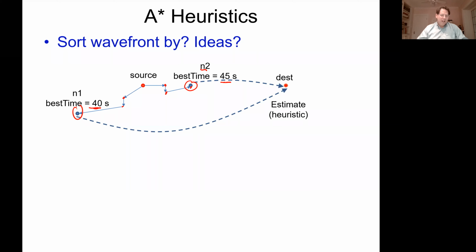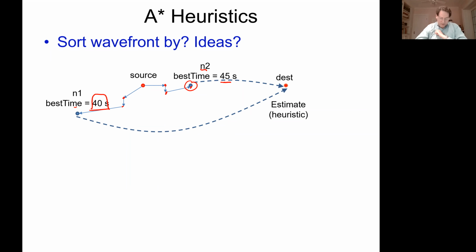So first, let's just do a skill testing question. For Dijkstra's algorithm, which of these nodes are we going to look at first? Our wavefront, we're going to take something out of the wavefront and decide to look at its neighbors. Which of these nodes would Dijkstra's algorithm take? Yeah, so Dijkstra is going to take N1 out. It just sorts the wavefront by the smallest travel time to any node in the wavefront. So it's going to look at N1.